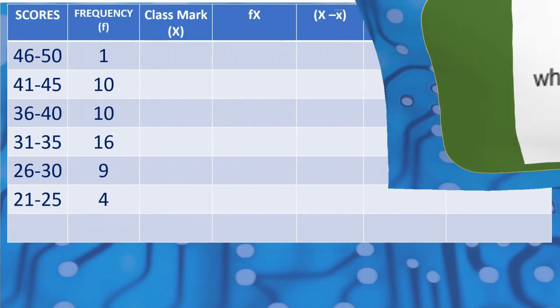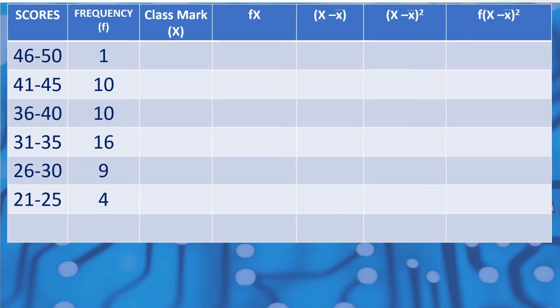Let's have an example. First, you have to get the interval. Just subtract the two consecutive lower limits, which are 26 and 21. 26 minus 21 is equal to 5. Then get the summation of f, which is equal to, just add them all, 50. Then get the class mark, the middle of 21 up to 25. 21, 22, 23, 24, 25 is 23. Add 5, the interval: 28, plus 5, 33, plus 5, 38, plus 5, 43, plus 5, 48.